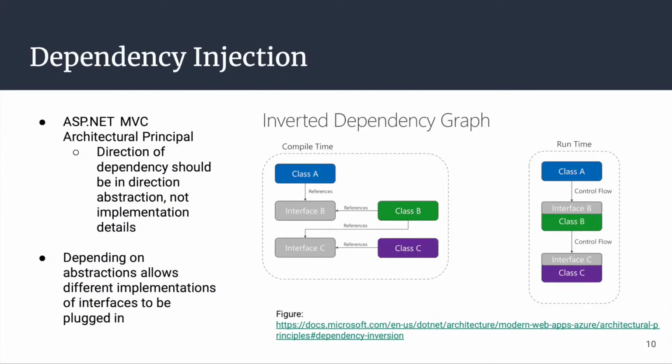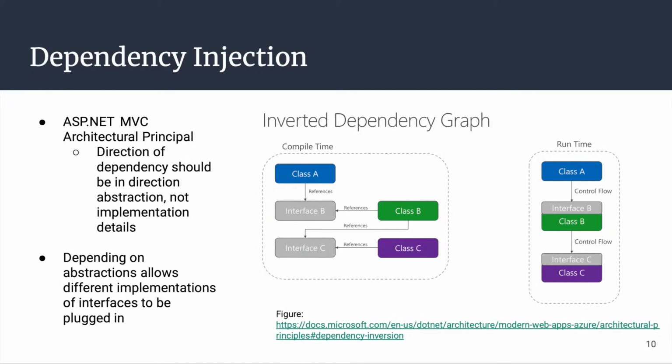Let's move on to dependency injection. ASP.NET MVC has built-in support for dependency injection. The purpose of this is to make our apps easier to maintain and test. One of the architectural principles of ASP.NET is inversion of dependencies. This principle of .NET web applications states that the direction of dependency should be in the direction of abstraction, not implementation details.